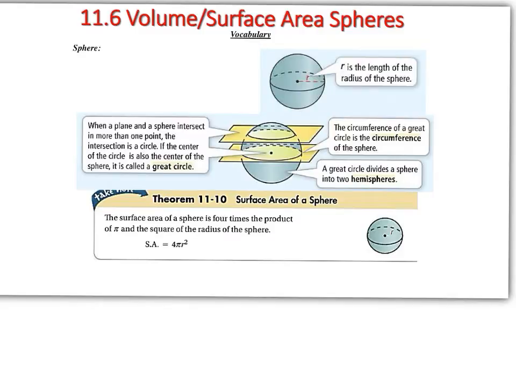So first, finding the surface area of a sphere. The key formula that we need here is surface area of a sphere is 4 pi r squared, where r is the radius of the ball, or of the sphere.